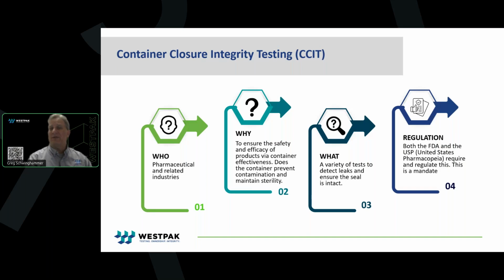Why would you want to run this type of testing? To ensure the safety and efficacy of the product, and also want to make sure that it doesn't allow contamination in, and it maintains its sterility. So what is CCIT? It's a variety of tests to detect leaks and ensure seals are intact. And it's regulated by both the FDA and the United States Pharmacopoeia, or USP. And I always get USP and USPS confused, but they're two completely different bodies. They're both governmental bodies, but one is for the pharmaceutical industry and one gets you your mail.